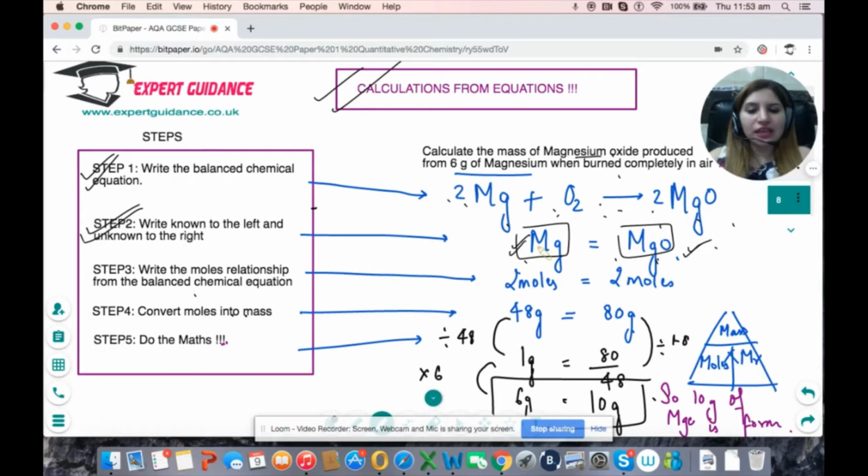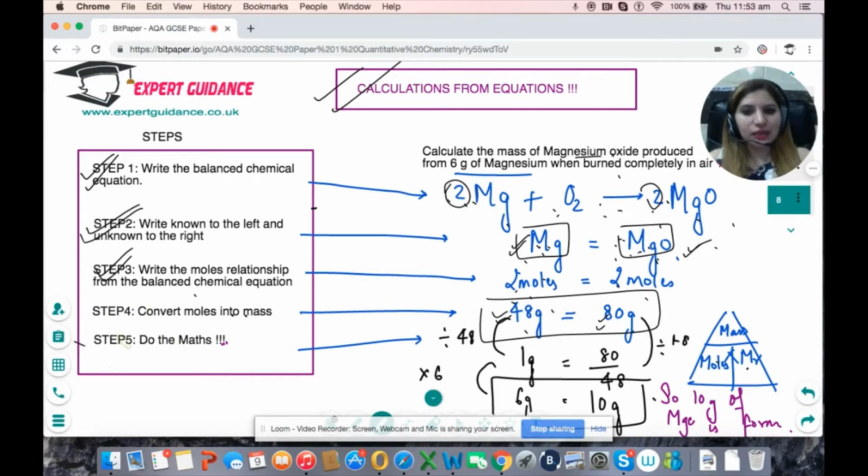Step 3 is write the relationship between the two from the balanced chemical equation. From the balanced chemical equation, how many moles of magnesium are reacting? 2. How many moles of magnesium oxide are formed? 2. So underneath each, I'll write 2 moles and 2 moles. Next step is convert these moles into masses. 2 moles of magnesium will be 2 times the Mr, 48 grams. 2 moles of magnesium oxide would be 2 times the Mr of MgO, which is 80 grams. So now I have the mass relationship between the two: if there's 48 grams of magnesium, the MgO formed will be 80 grams.